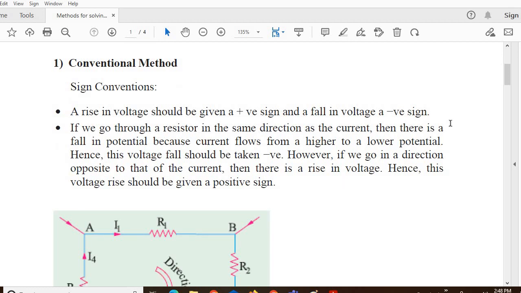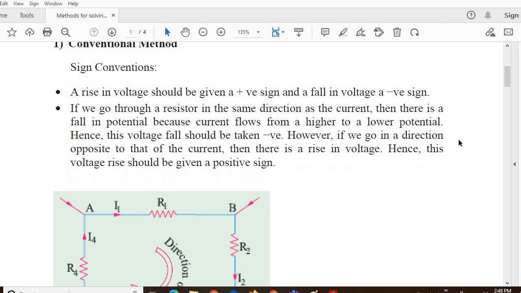The sign convention that we are going to follow for the conventional method is, for a rise in voltage we take the positive sign, and for a fall in voltage we consider the negative sign. If we go through a resistor in the same direction as the current, then there is a fall in potential because the current flows from higher to lower potential, and this voltage will be taken as negative. However, if the direction is opposite to that of the current, then there is a rise in voltage. Hence, in such a case, the voltage rise will be taken as positive.